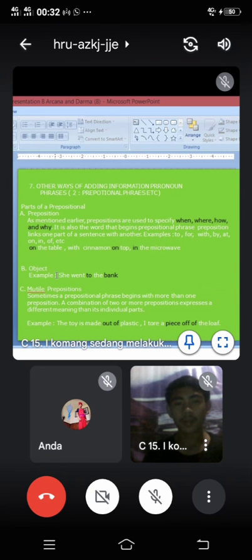Object. Example: she went to the bank. Multi-prepositions: sometimes a prepositional phrase begins with more than one preposition, a combination of two or more prepositions. Example: the tray is made out of glass. I tore a piece of the log.